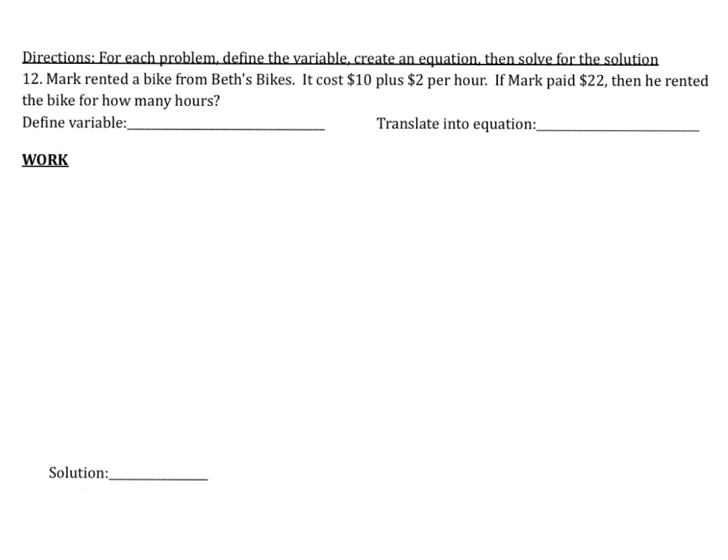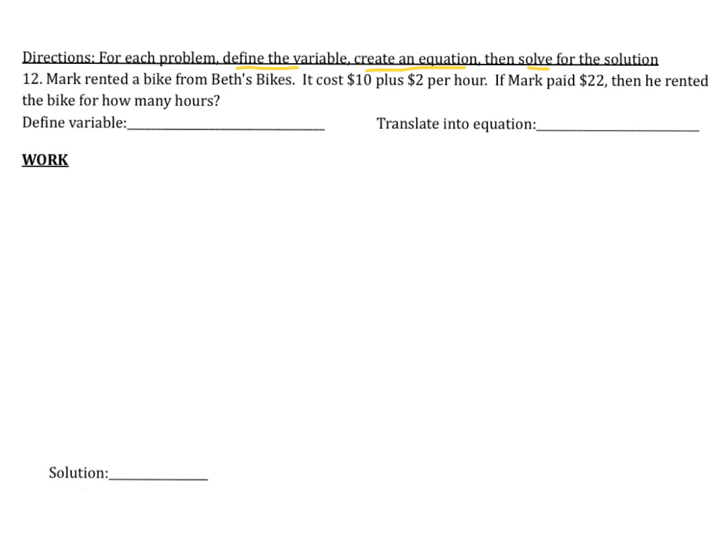Okay, a couple of word problems here. It says for each problem, define the variable, create an equation, and then solve the solution. So we have to make sure we're defining a variable, writing an equation, and then going ahead and solving. All right, Mark rented a bike from Beth's Bikes. It cost $10 plus $2 per hour. If Mark paid $22, then he rented the bike for how many hours?